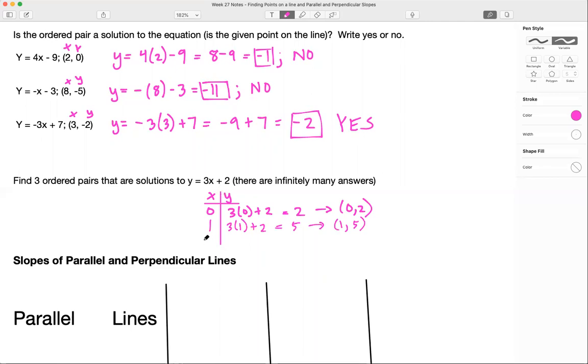Okay, how about we pick a negative point? Let's pick negative 2. So 3 times negative 2 plus 2 equals negative 6 plus 2, which equals negative 4. Therefore, we plug in negative 2, we get out negative 4. Okay, so these are all points on this line. And again, there are infinitely many answers. You could pick any value for x, just tell me what you get out for y. That is a possible answer.